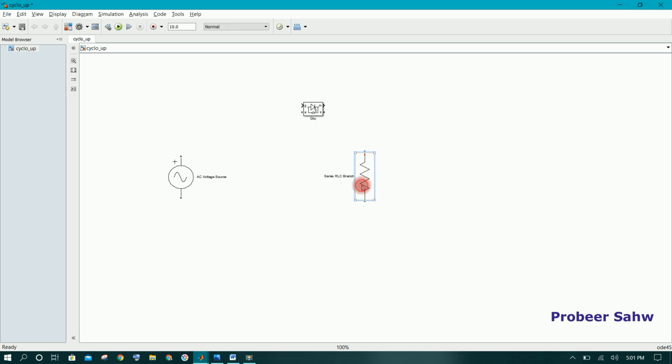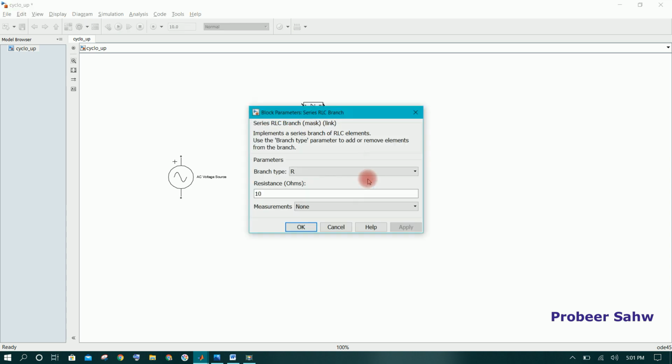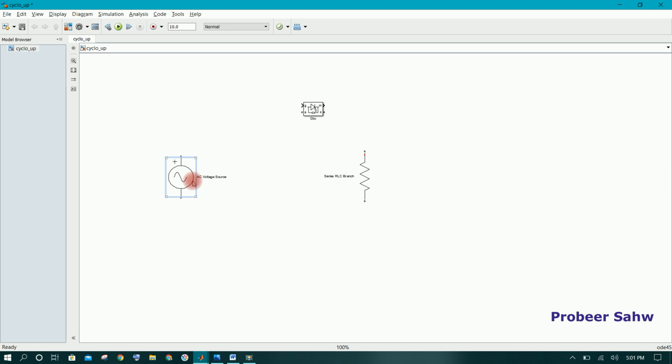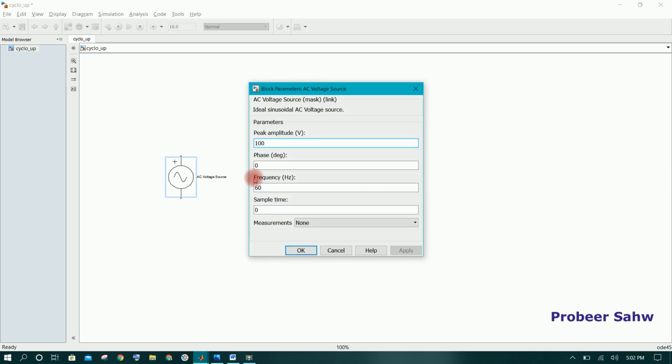We can change the parameter by selecting the element and double clicking on it. So we can change the parameters. A dialog box will open. In this we can change the type of load. We are keeping this as R type, resistive type, and we can change the value of various RLC parameters. So we are keeping resistance to be 10 ohms, and we can also adjust the parameters for AC voltage source. Let the peak amplitude voltage be 220 and frequency be 50 Hz.